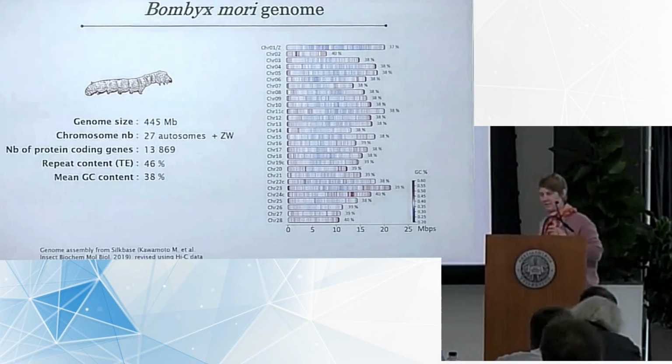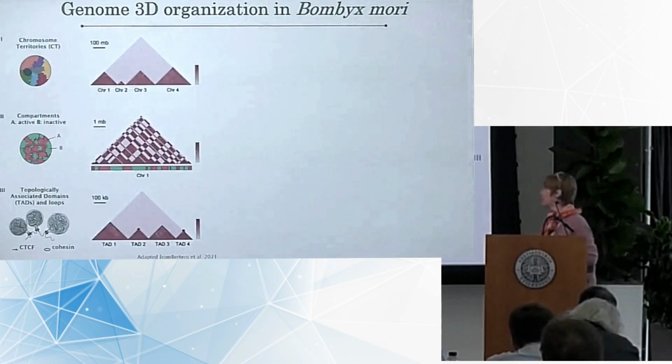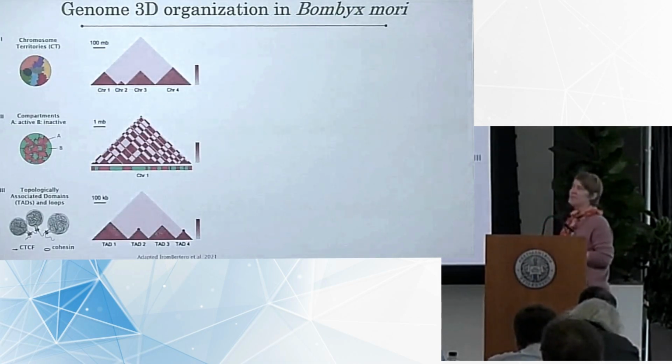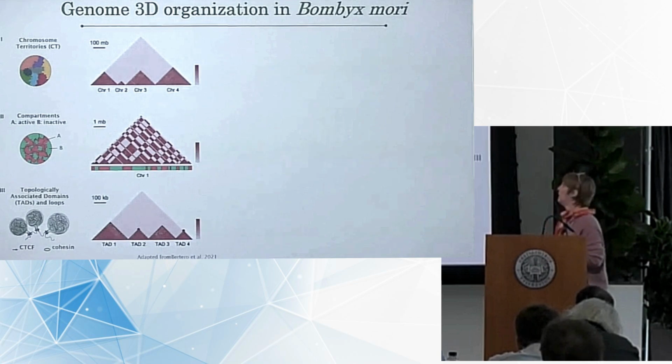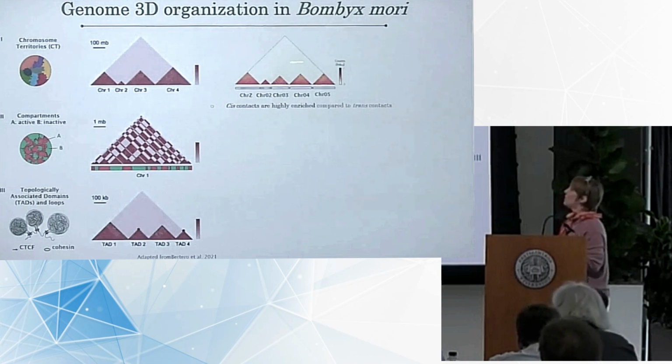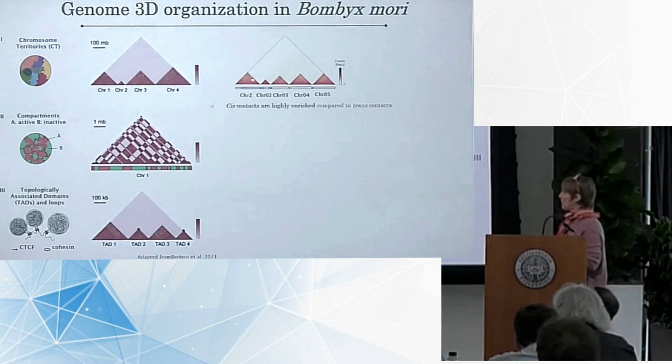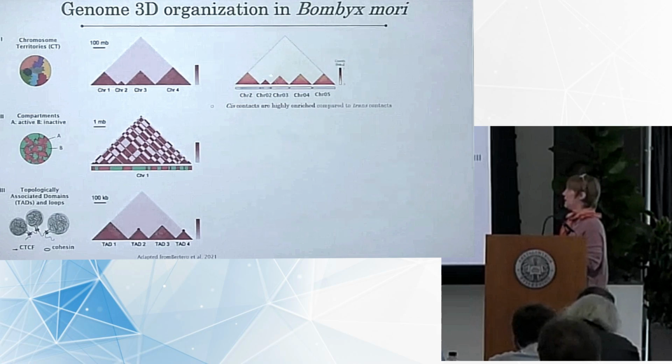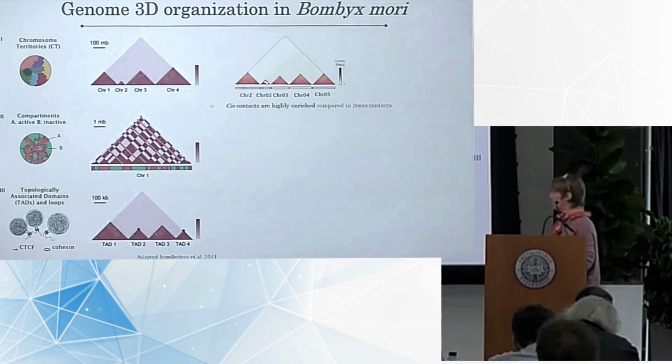So to go more deeply into our subject, what do we find doing Hi-C on this organism at the different levels of organization that have been described, mainly using mammalian genomes? First, at the genome scale, the Bombyx chromosomes actually have really strong chromosome territories, with really sharp demarcation of contact frequencies in cis compared to trans, between different chromosomes.